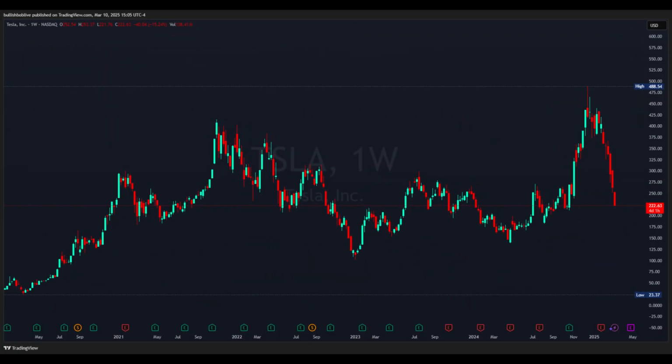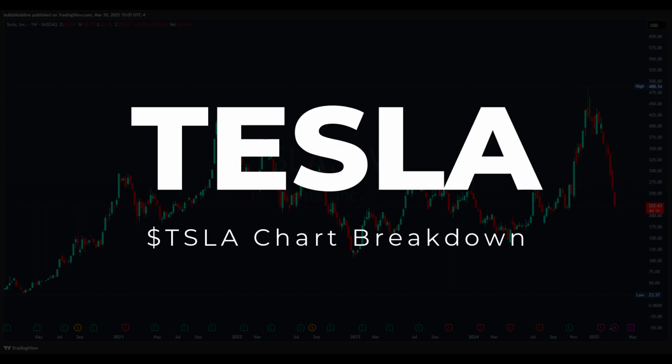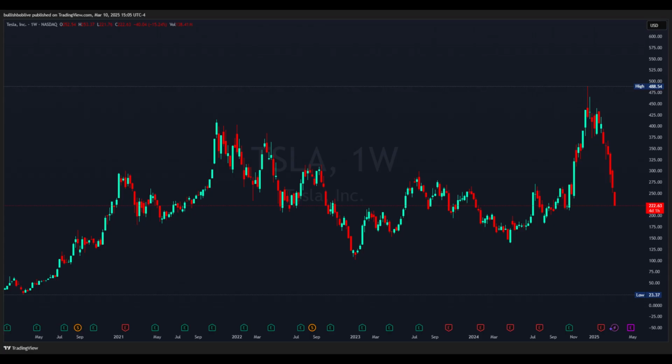Welcome back, trader. Today we will conduct a detailed analysis of Tesla's chart, focusing exclusively on the weekly time frame. This approach can be applied across multiple time frames to gain a comprehensive perspective on Tesla's potential future direction and optimal trading strategies.